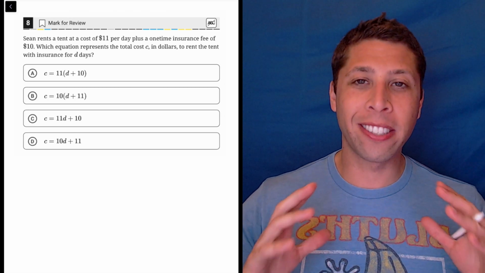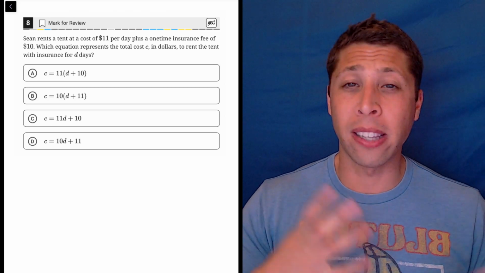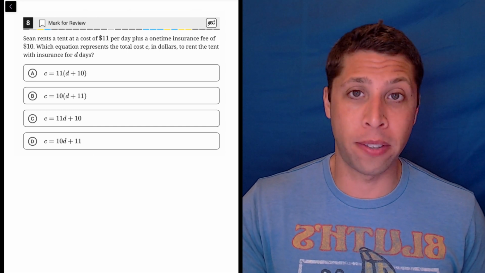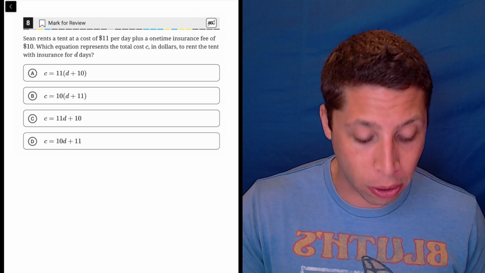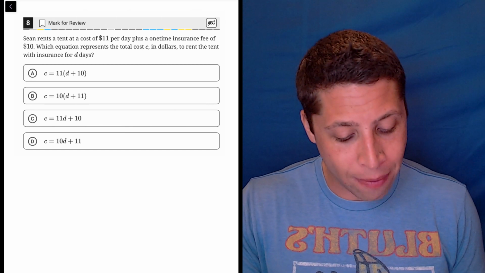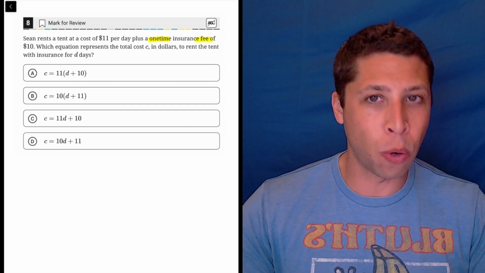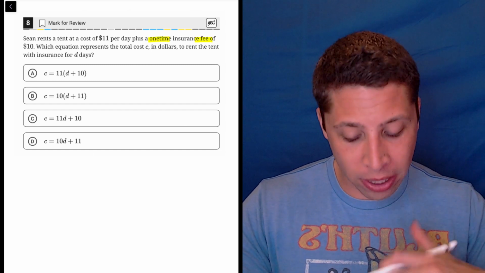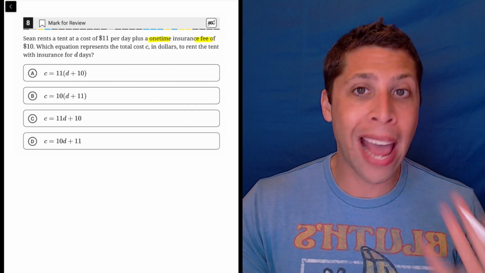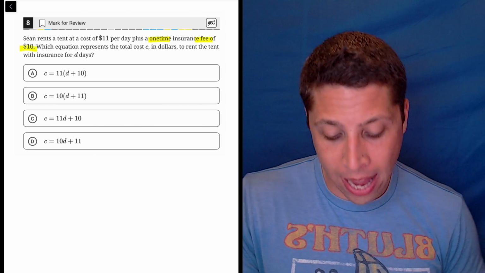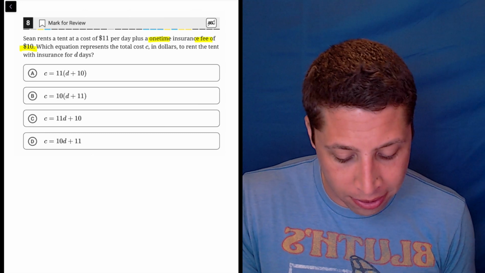This question is testing some very important ideas that we're going to see in a lot of these story questions. We're going to need to build equations, and they have some keywords here that tell us how those equations should be built. For the most part, if you see anything that sounds like a one-time fee, that's going to behave like a y-intercept. Especially in this case, since it's going to be a line, we're just going to add that number onto the end. They tell us the one-time fee is $10, so we should expect a plus 10.